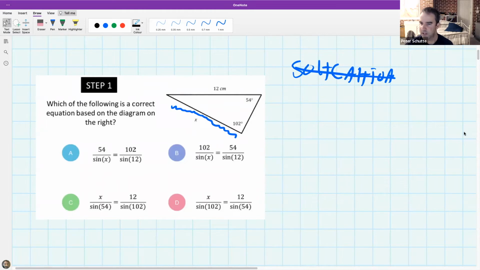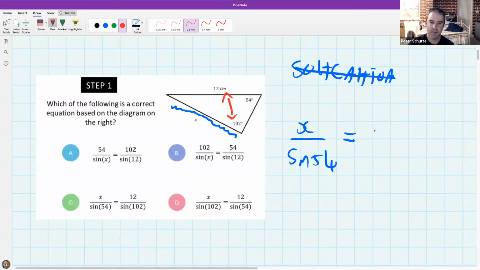Okay, I'll give a little bit more time. We seem to be heading towards one particular option. So whenever I use the sine rule, I ask, what am I looking for? It's x. And I go sine 54. Now, is there a pair of a side and an angle? I think these two are involved. And so I would get, I put the side on top, 12 over the sine of 102. Now, is there anything that looks like that? X over the sine of 54, equals 12 over the sine of 102.